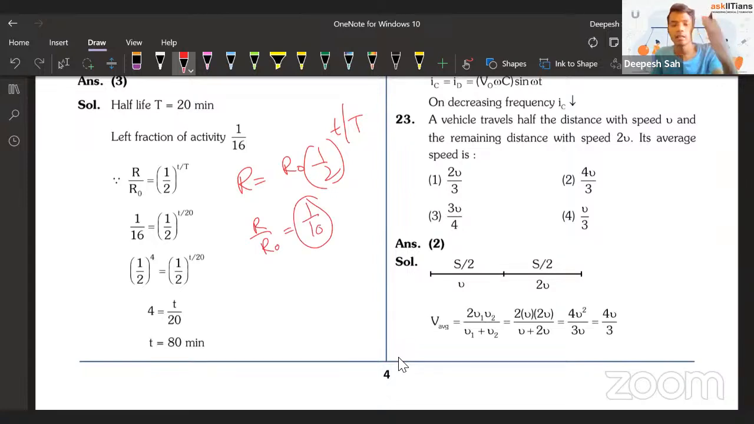Why? Because now the substance is remaining only one sixteenth of its original value. So let's say initially there were 16 atoms. So right now there is only one atom. Okay. So 1/16 equals (1 by 2) to the power of t divided by 20. What is 20? 20 is the half-life. We'll put it over here. And now you can compare the powers. So 4 compares to t by 20, and the final answer is 80 minutes.